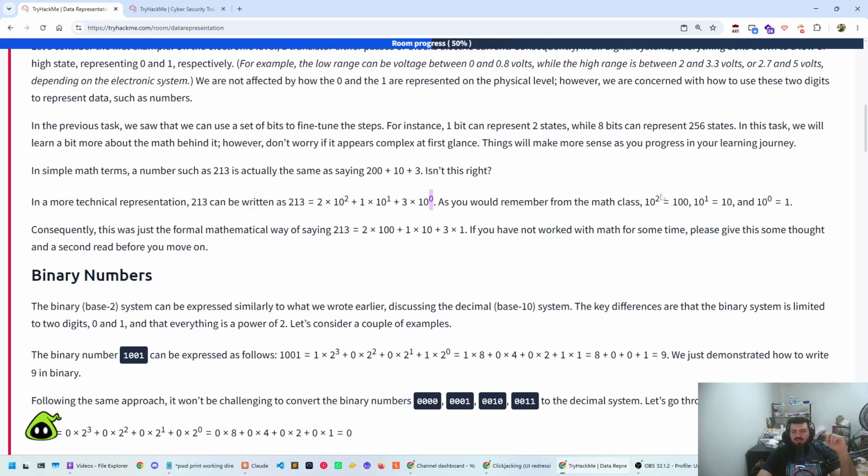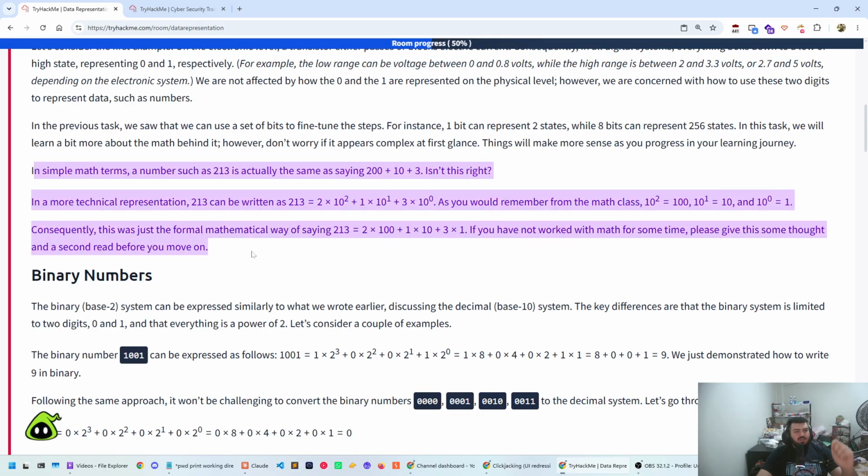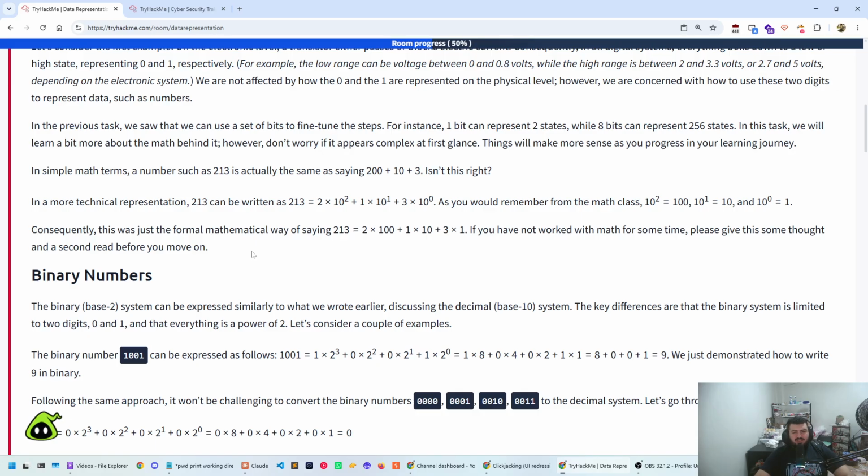As you would remember from math class, 10 to the power of 2 equals 100, 10 to the power of 1 is 10, and 10 to the power of 0 equals 1. Consequently, this was just the formal mathematical way of saying 213. If you have not worked with math for some time, please give this some thought and a second read before you move on. Essentially, it is really simple if you know basic math.